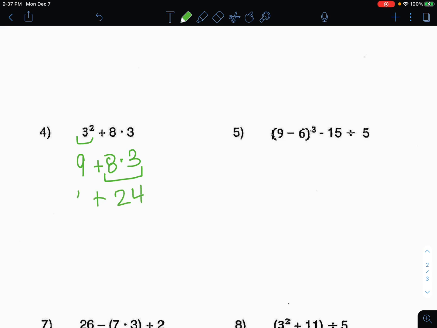Bring down that plus sign, bring down the 9. And finally, 9 plus 24 is 33. Yeah, it's 33. That's how you do number 4.